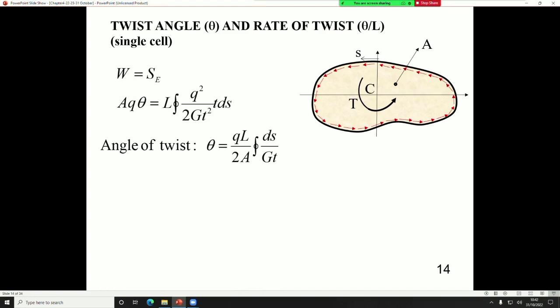The angle of twist is equal to Q, the shear flow, multiplied by the length of the cylinder, divided by 2 times the area enclosed by the perimeter, multiplied by the loop integral of ds over Gt. Now please write next to Gt, it remains inside the integral. And the reason is that we allowed the thickness to vary, and we allowed the material property to vary as well. So in this equation, Gt remains inside the integral. Now this is the angle of twist. If you're after the rate of twist, I divide both sides by the length of the cylinder.